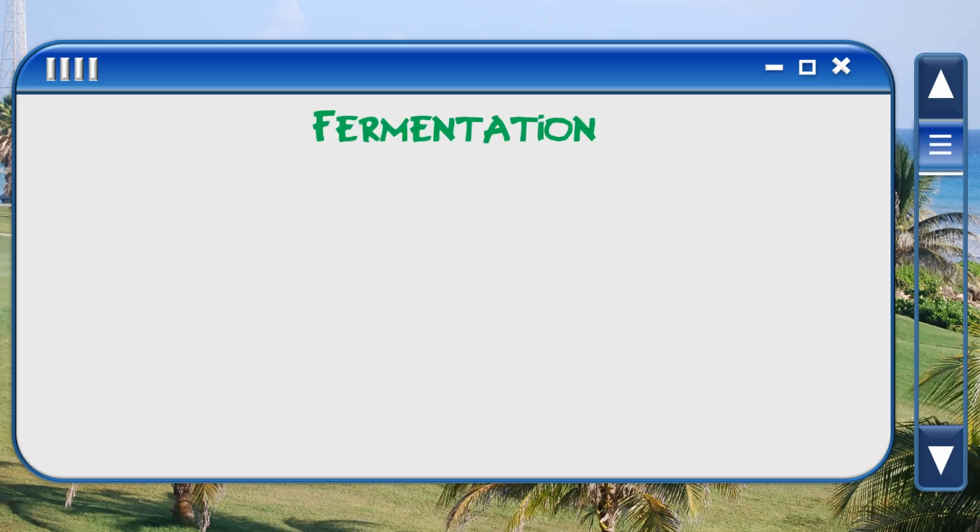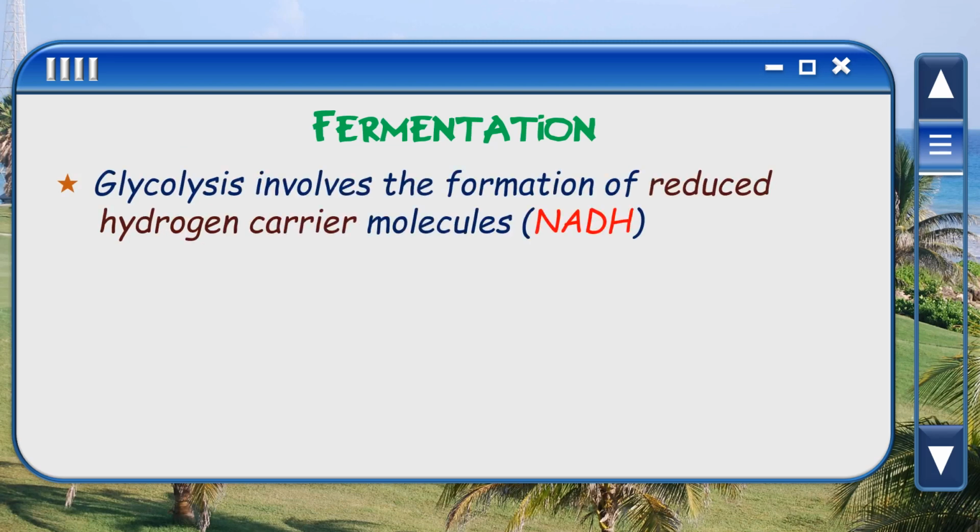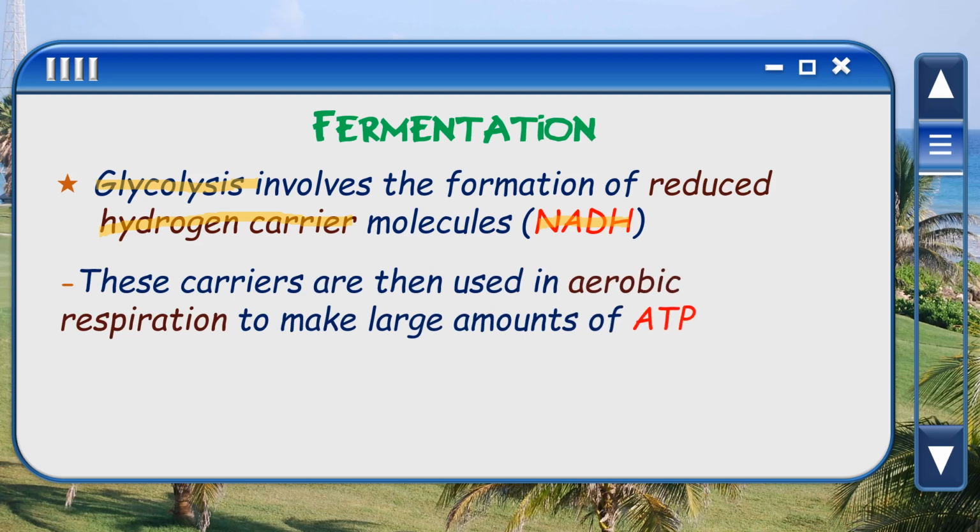Let's look at the fermentation process. During the fermentation process, glycolysis involves the formation of reduced hydrogen carrier molecules. We produce NADH. That is in fermentation. Remember, the fermentation process is anaerobic respiration. It is taking place in the cytoplasm, via glycolysis. So during this process, there is formation of hydrogen carriers. Now, these carriers will be used in aerobic respiration to produce a large amount of ATP.